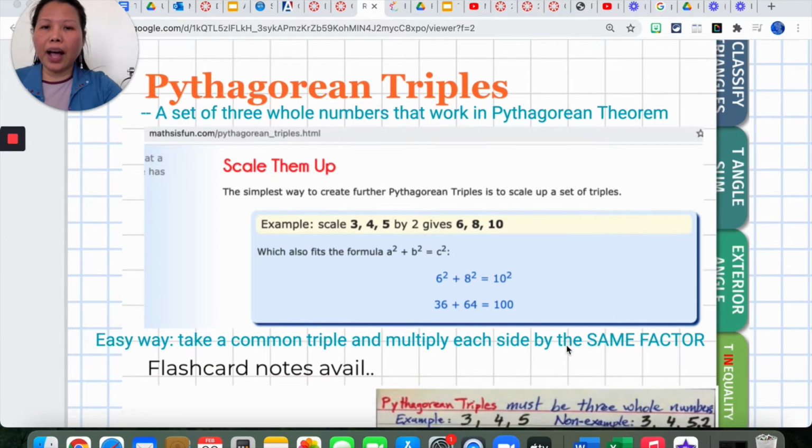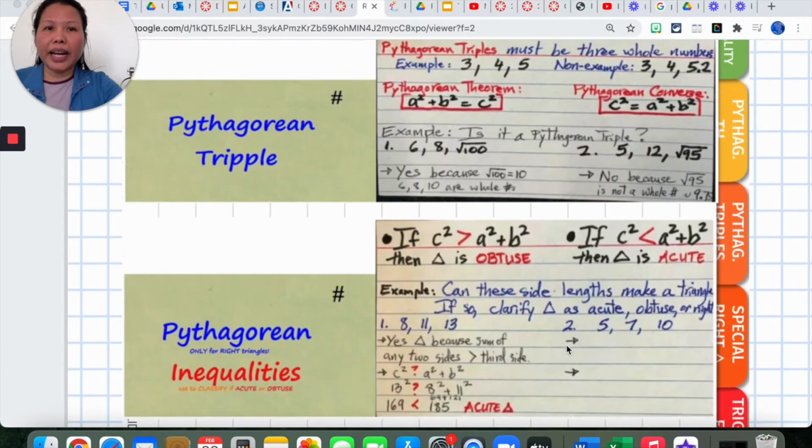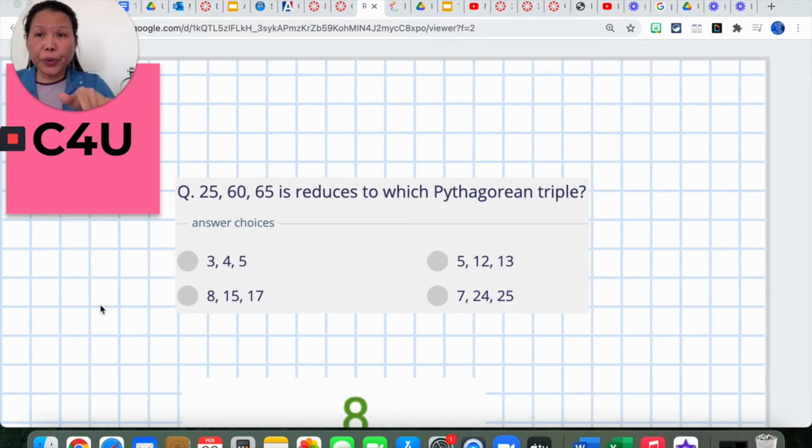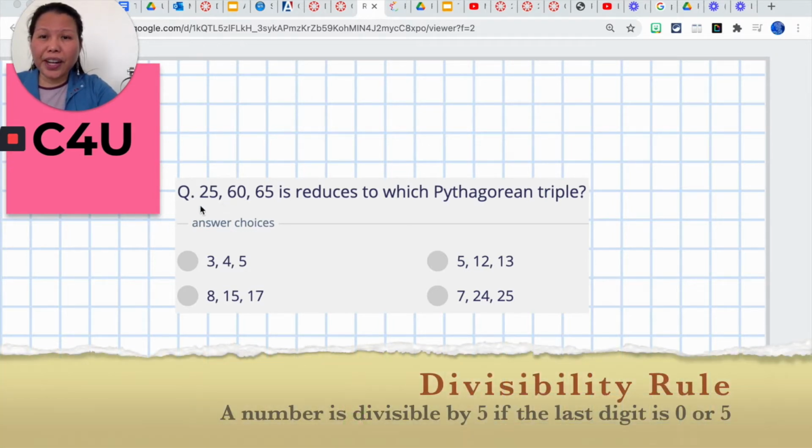You also have flashcards related to Pythagorean triples. Here you are seeing a few questions that we picked out from your Check for Understanding on the quiz on the Pythagorean theorem and Pythagorean triples. Question: 25, 60, 65 is reduced to which Pythagorean triple? So what can they be reduced by? 5. So 5 goes into 25 five times.